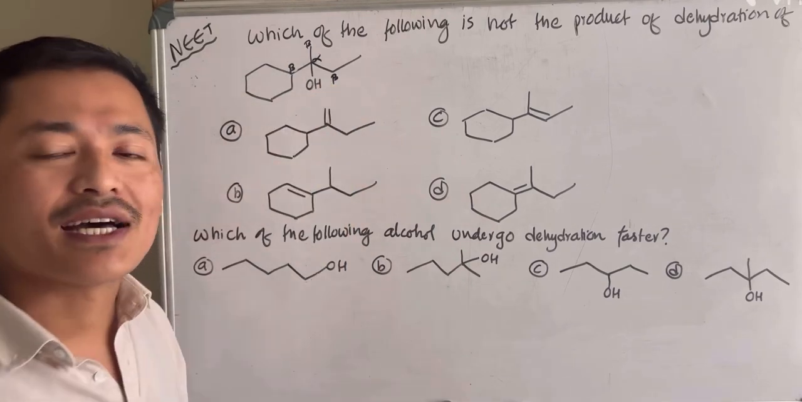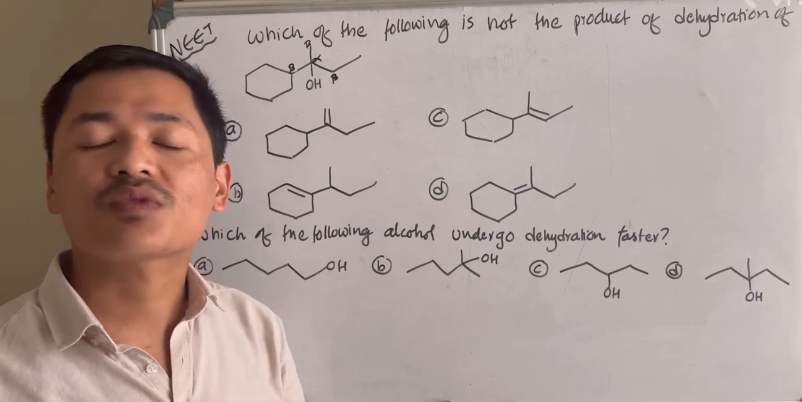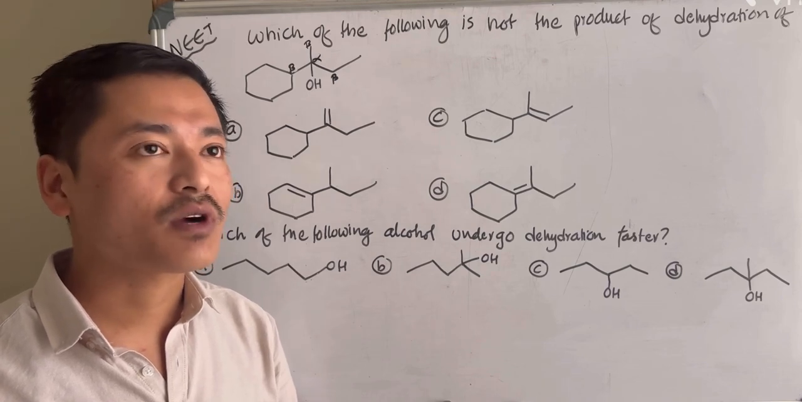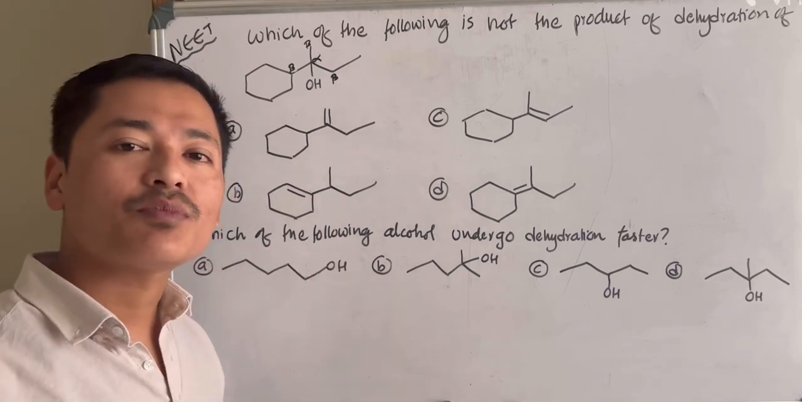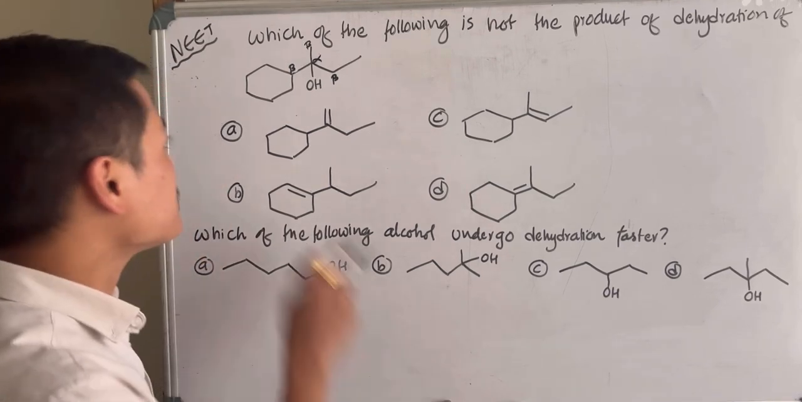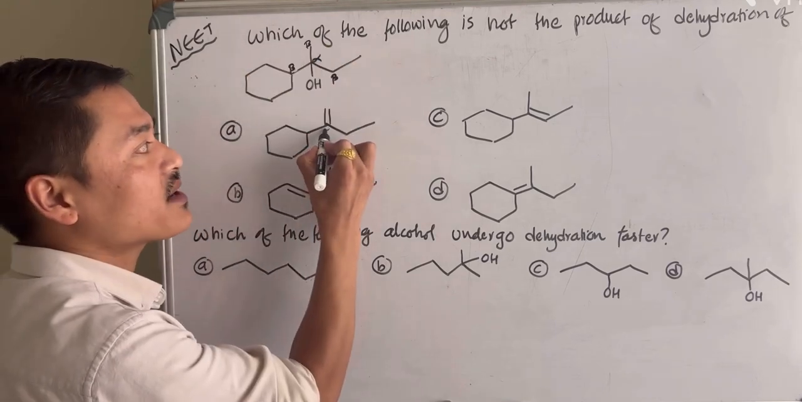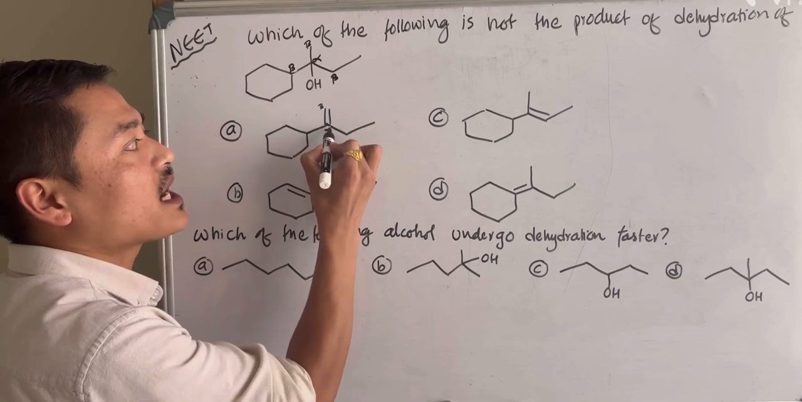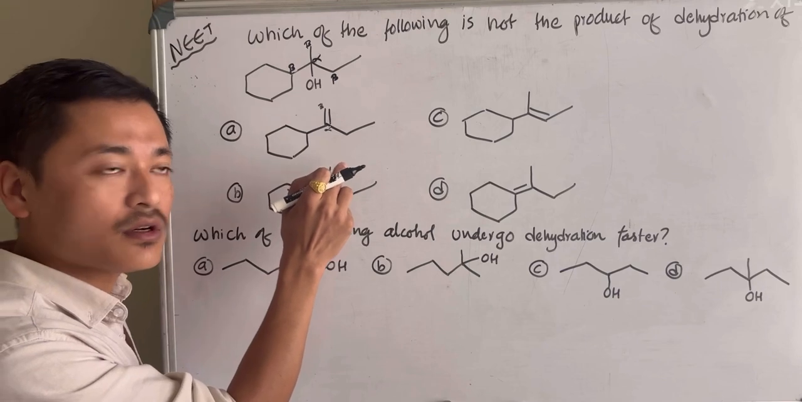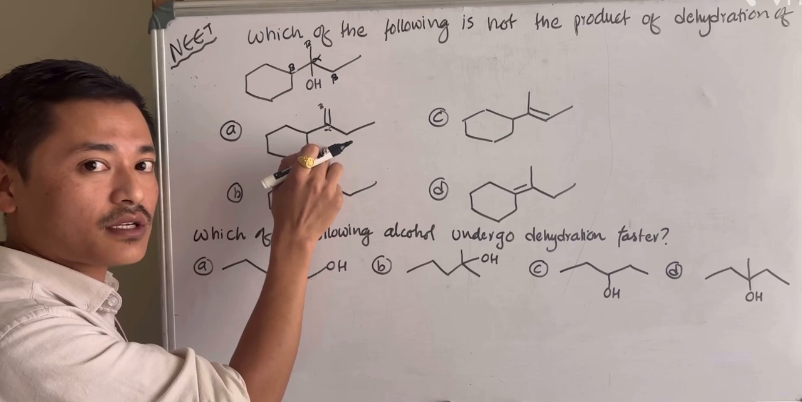Now, we all know that during dehydration of alcohol, hydrogen will be lost from the beta position and the OH from the alpha position. That is why in between the alpha and beta positions there will be a formation of a double bond. Okay, so in option A, with respect to this structure, this is your alpha position and this is your beta position, and between alpha and beta there is a double bond. That means this is a dehydrated product. Obviously, this one is the dehydrated product of this alcohol.